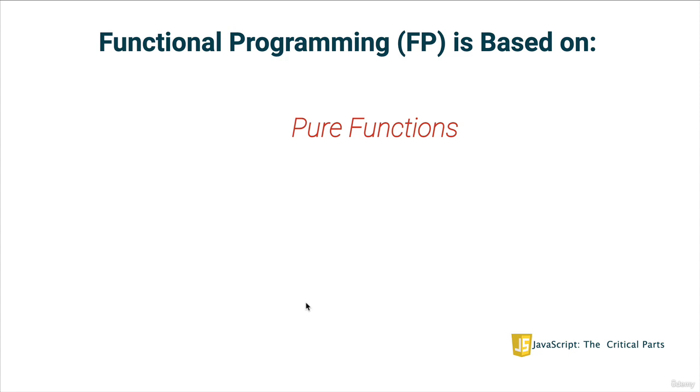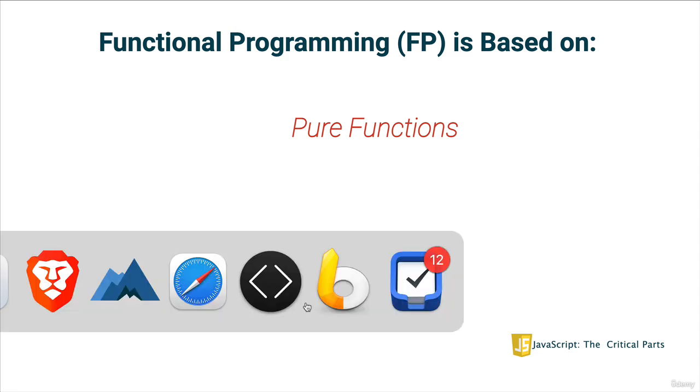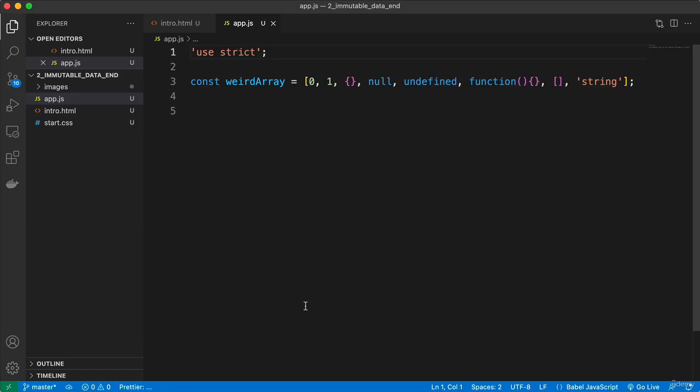Now I want to illustrate this with a bit of JavaScript. So let me jump to a code file here. Now notice what we have. We have an array and it contains all kinds of different pieces of data. And what we want to do is we want to pass this array through a function, and we want to find out if each of the values within each element here exist or not.